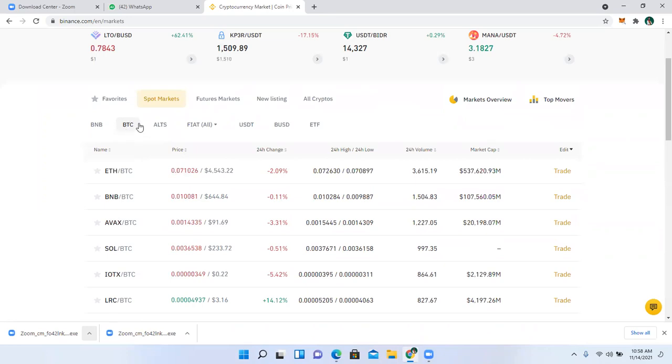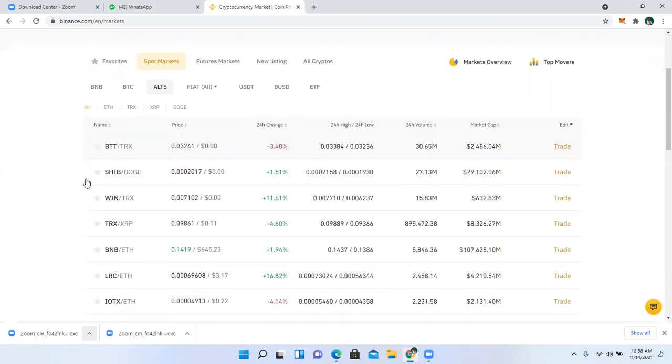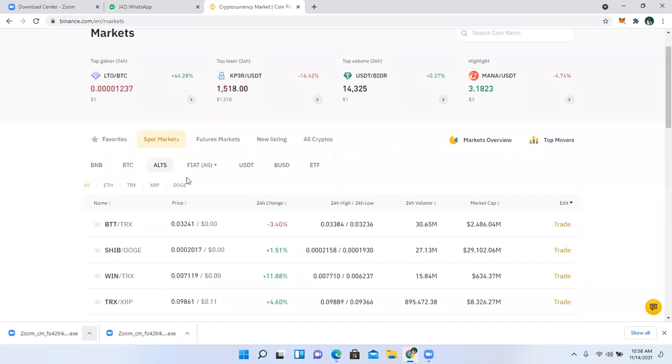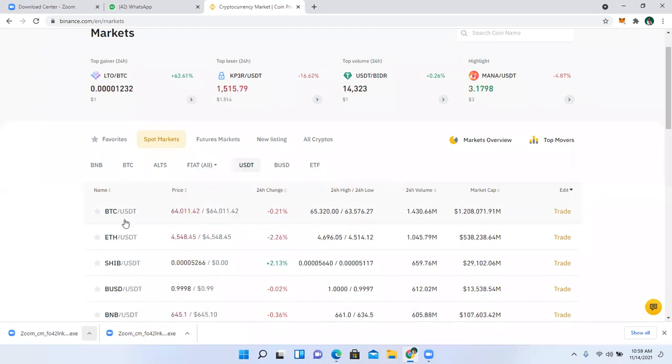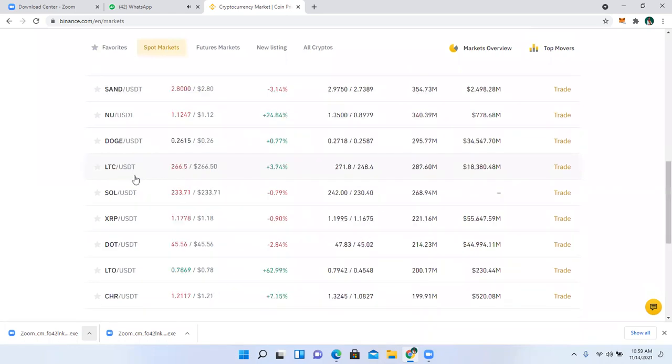If I want to check ALTS, ALTS are just coins that are not as big as Bitcoin. So you can see all these are altcoins and their pairs that are available. I can also check Fiat. These are all the currencies available on Binance. So any currency you don't see here most likely is not available on Binance for your country or your location. I can also switch to USDT pairs. We talked about USDT and we know what USDTs are. These are all the USDT pairs available.